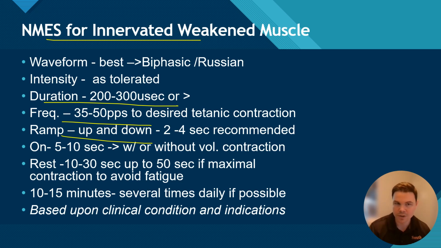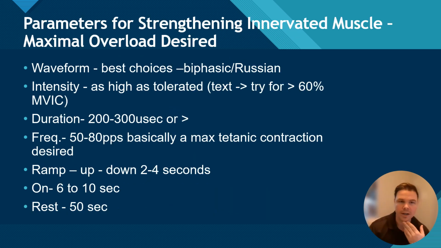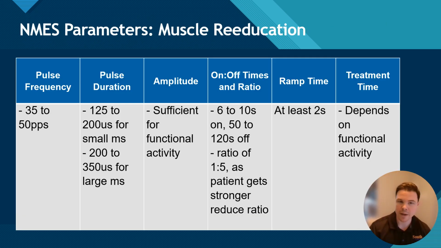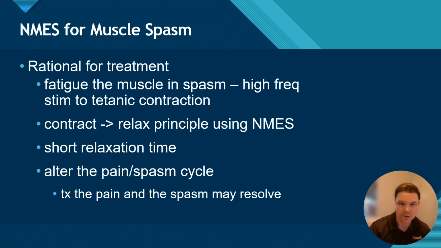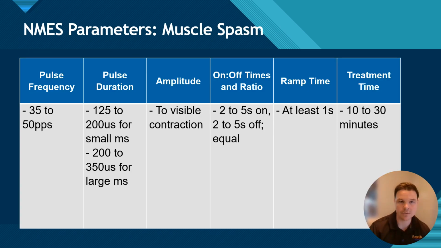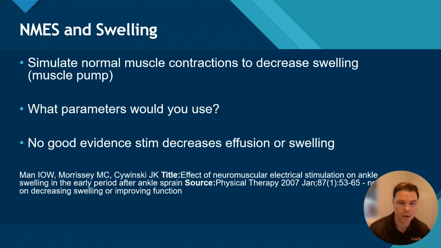Know the exact parameters that you're going to use for different things, right? How would the parameters for strengthening for an innervated muscle be different from a denervated muscle, right? In terms of pulse duration and frequency specifically. What are my parameters specific to muscle re-education, right? Versus functional electrical stim versus muscle spasm. So this is all on your chart. Everything that's on the PowerPoint here is reflected in your chart, I think much more comprehensively. So look at that chart as a primary study tool.